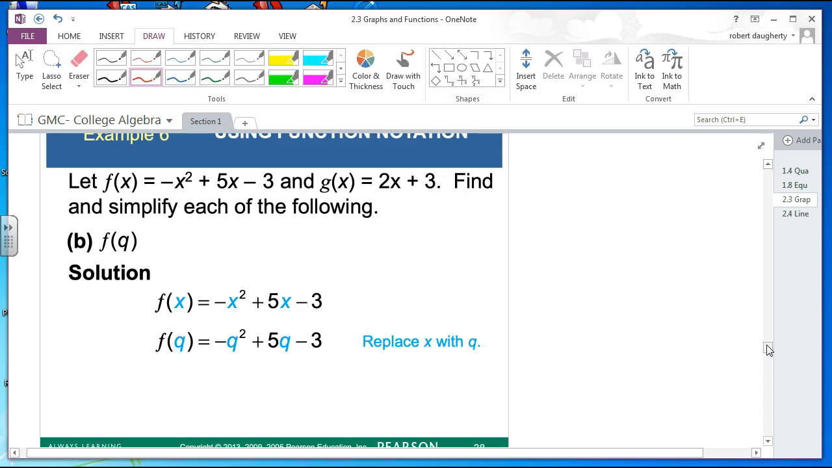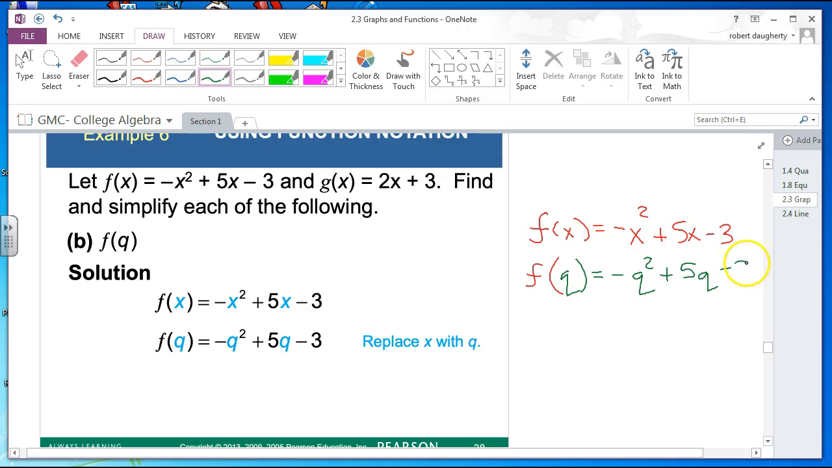Find f of q, okay? One moment. We're looking at f of q. So all you're doing is taking f of x is equal to minus x squared plus 5x minus 3. f of q. It's just everywhere you see an x, change it to a q. And that is f of q.